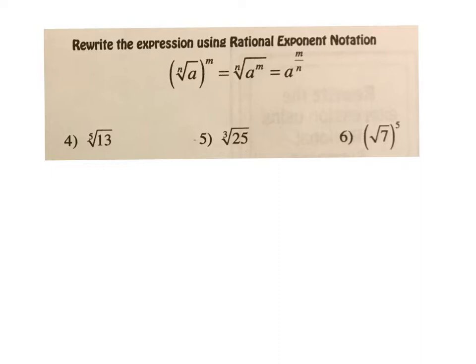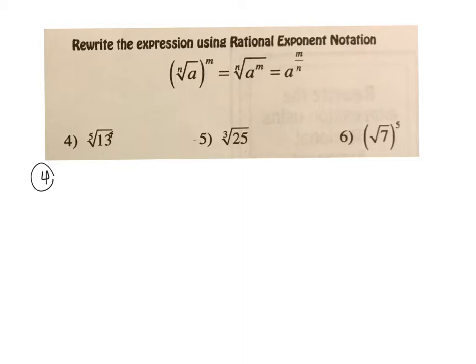So these next 3, we are going from radical form to rational exponent form. Rational exponent, that just means you have a fraction as your exponent instead of a whole number. Okay, so rational is a fraction. So I have the 5th root of 13. How am I going to rewrite the 5th root of 13 as a rational exponent? What is the power on the 13? 13 to what power? No, right here. Right here is just a 1.